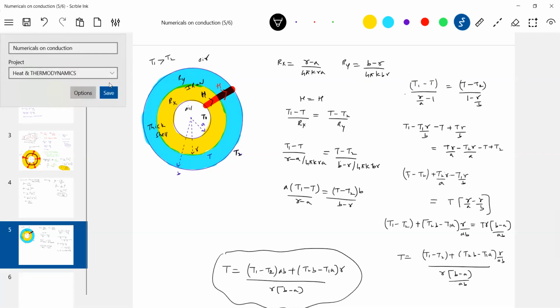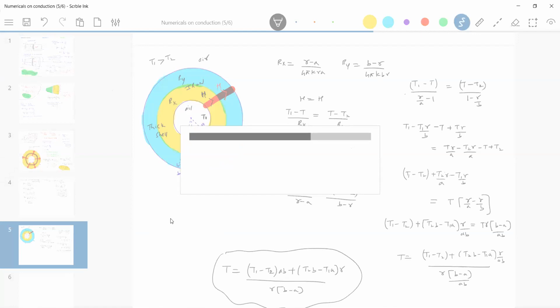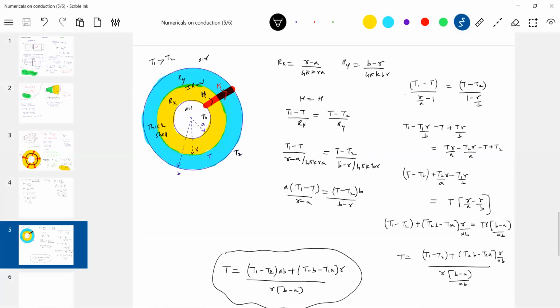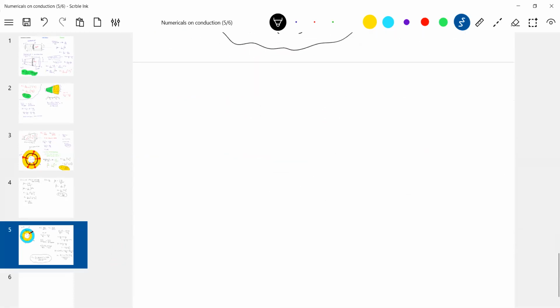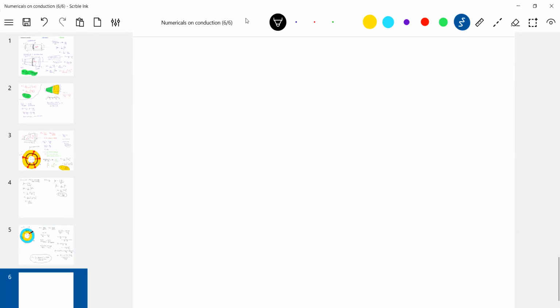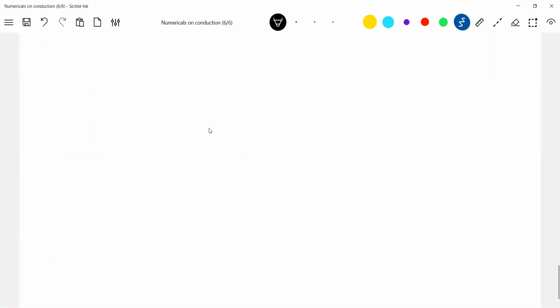K can be variable, K can be uniform. Here we took K to be uniform. Same K it will be. Let me take another structure. These are very standard ones, spherical, cylindrical. Okay, let me go for the next, a cylindrical one.